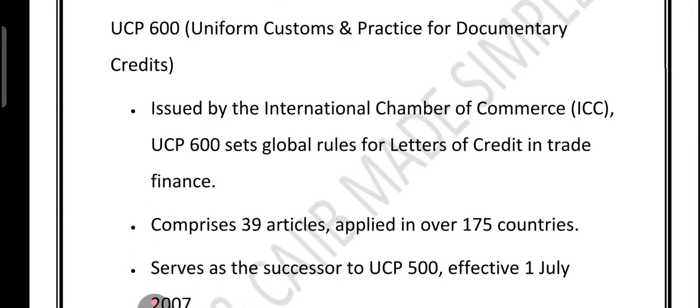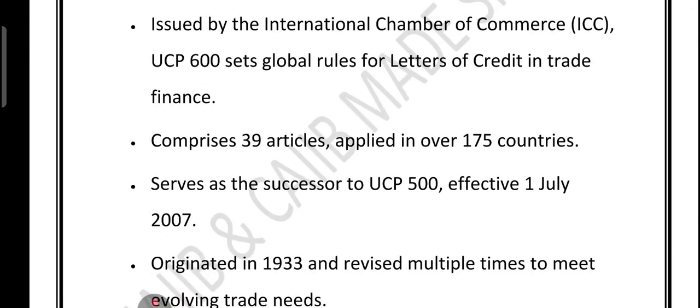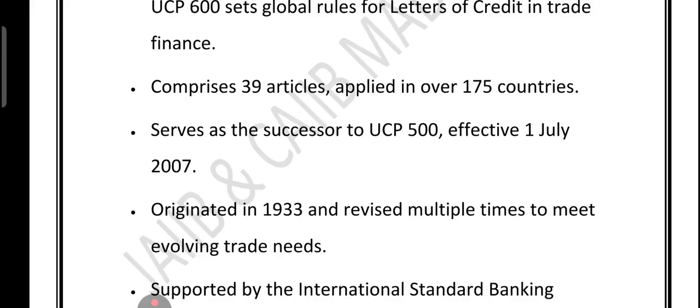This rule book was created by the International Chamber of Commerce, right? So the International Chamber of Commerce is like a global business referee. Now this rule book has 39 articles and it is used in more than 175 countries. It replaced the older version called UCP 500 and officially came into effect on 1st July 2007.